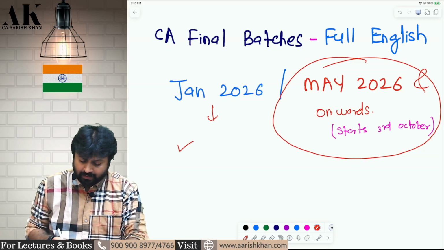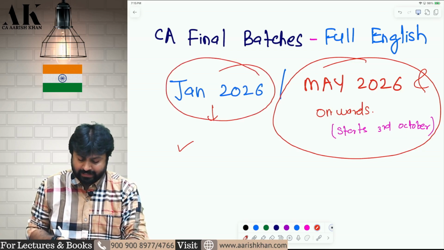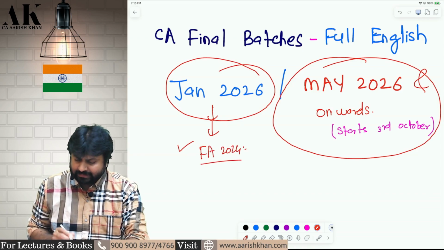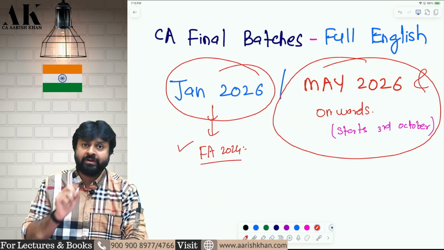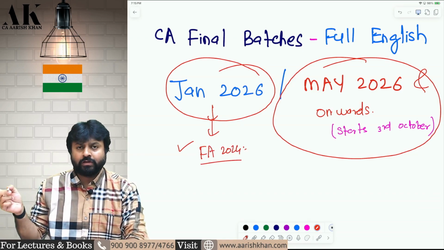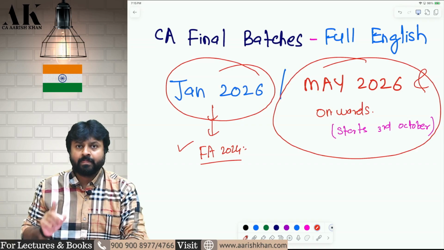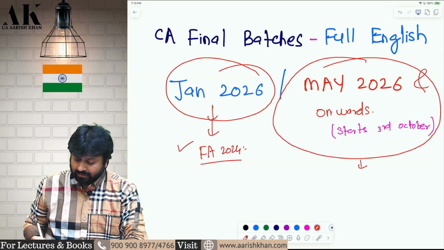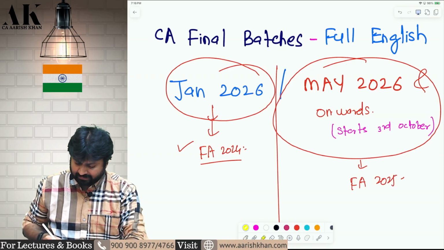The reason is, if you are giving exams in Jan 26, then the Finance Act 2024 is applicable for your exam. Which Finance Act? Finance Act 2024. 2024 budget is applicable for your exams. But if you are giving exams in May 26 or September 26 or Jan 27, till Jan 27, then the Finance Act 2025 will be applicable for your exam. Therefore, the batches are different.